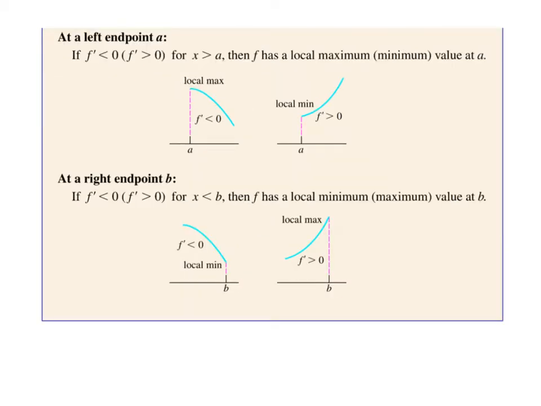At a left endpoint, if the slope is negative, you have a local max. If the slope is positive, you have a local min. At the right endpoint, if the slope is negative, you have a minimum. If the slope is positive, you have a maximum.